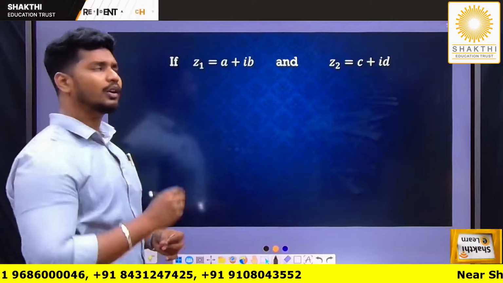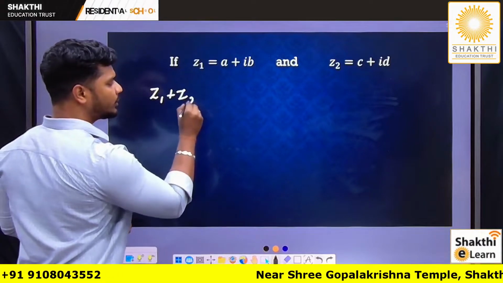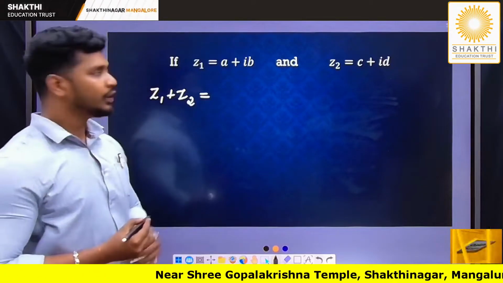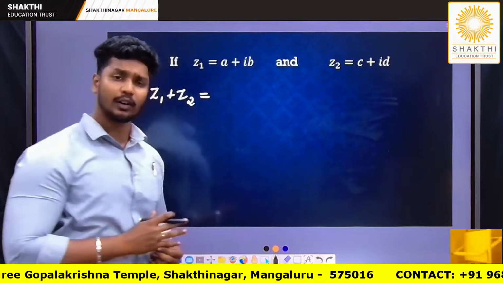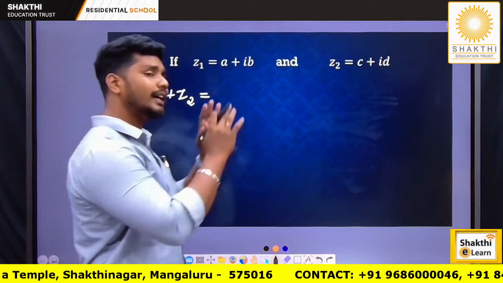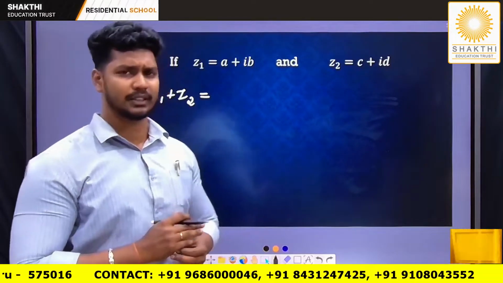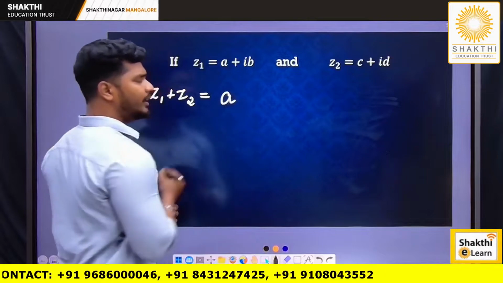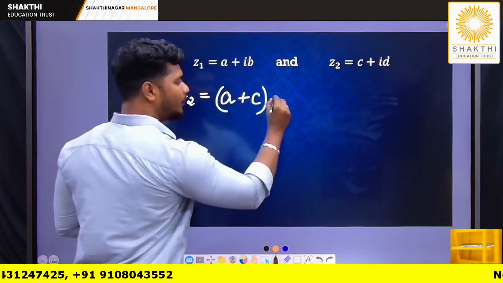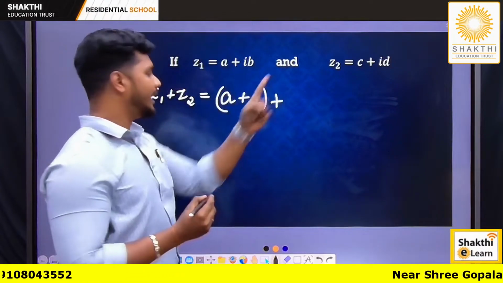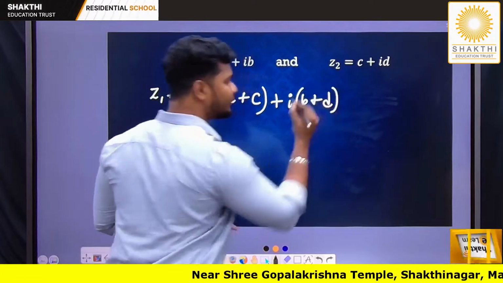Now if I have to add the two complex numbers, the addition of Z1 and Z2 is represented as Z1 plus Z2. How are we adding? To add the two complex numbers, the real part of the first complex number is added with the real part of the second complex number. The same way imaginary part is added with the imaginary part. It is similar to our algebra. In our algebra, how do we add the like terms? The same way, a is the real part of the first number, c is the real part of the second number. So you are writing a plus c plus the imaginary parts. I'll have ib plus id, where I can write it as i multiplied to b plus d. This is for the addition part.